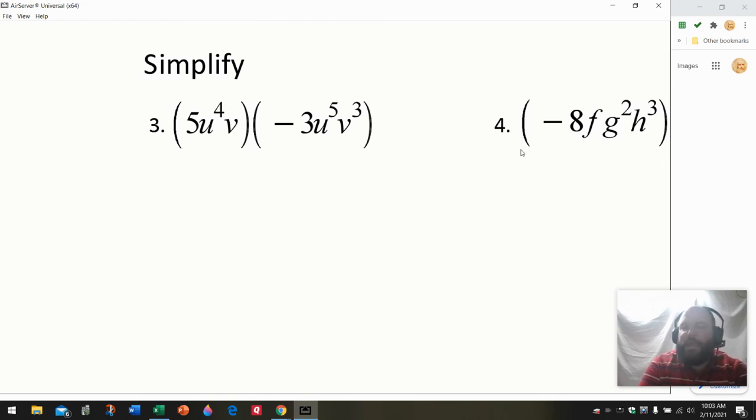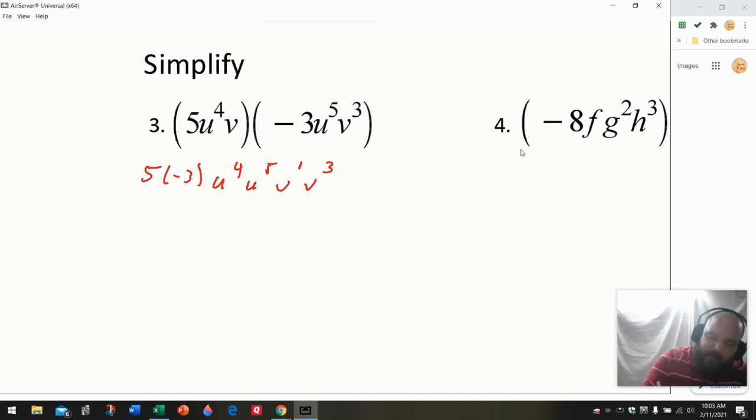So once again, we can apply the commutative property to reorder things. So I'm going to do that. 5 times -3. Then I'm going to write my u's, u to the fourth, and then u to the fifth, and then v to the first. I know there's nothing there, but it is v to the first, and then v to the third. So what I did is I reordered everything so all the like terms are together so it's easy for us to see what is going to get combined.